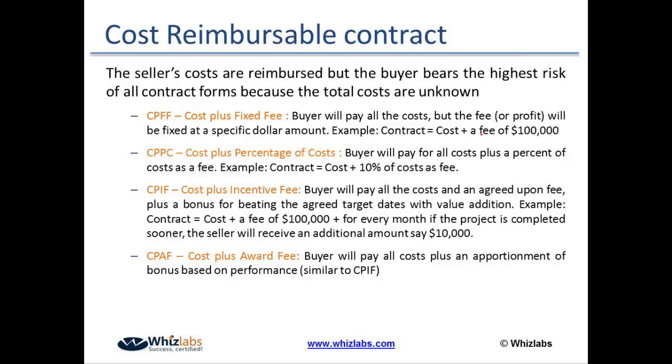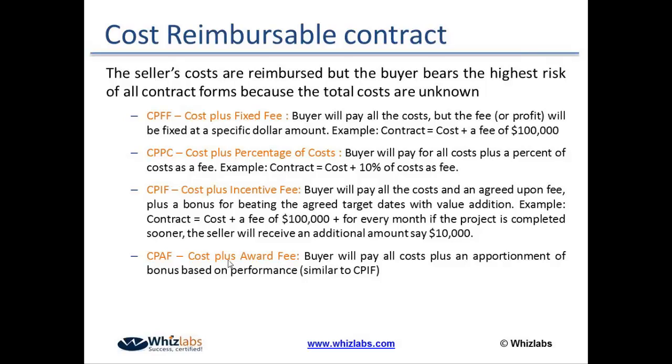We can have a cost plus fixed fee contract. For example, the total cost would be reimbursed by the buyer plus an additional fee, let's say $100,000. Whatever cost is incurred for the project, material and labor wise, would be given by the project manager. Additionally, a fixed fee would also be given by the project manager.